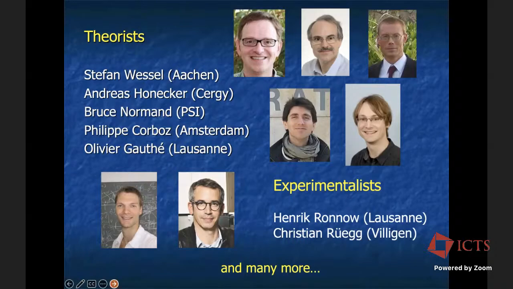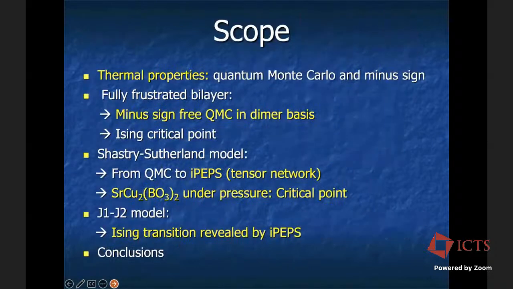So what the scope is going to be in the following, I'm going to discuss mostly two methods. Go back to quantum Monte Carlo and review why there is a minus sign and why, under certain circumstances, even for frustrated magnets, it's possible to go around the minus sign. And this will be true for some model systems, toy models like the fully frustrated bilayer, but maybe more interestingly or less obviously, it is also true to a certain extent for the Shastry-Sutherland model, which is a model of physical relevance.